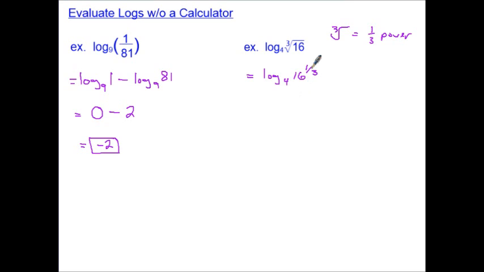Now that 1/3 power we can yank out in front as a coefficient, so now I have 1/3 log base 4 of 16, and log base 4 of 16, from what we've done previously, that should get you to a 2 very, very quickly. And then of course you have to call up your 5th grade teacher and ask them how to multiply 1/3 times 2, and 1/3 times 2 is actually 2/3. Okay, hopefully you didn't have to call your 3rd grade teacher. Alright, but there you go. So that's how those powers could help us evaluate some of these things without a calculator.